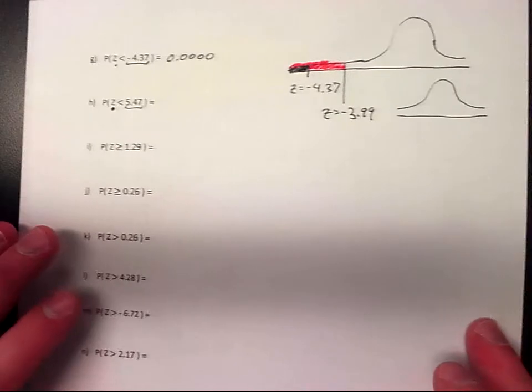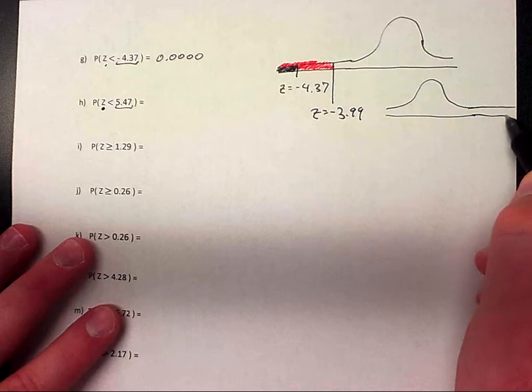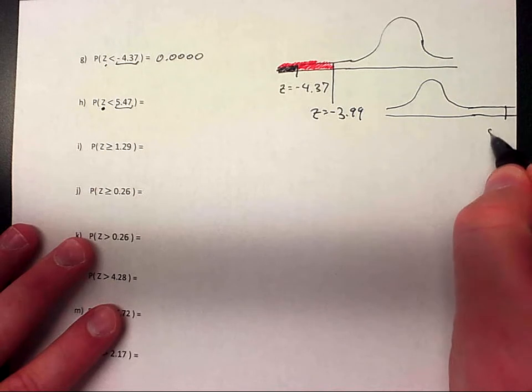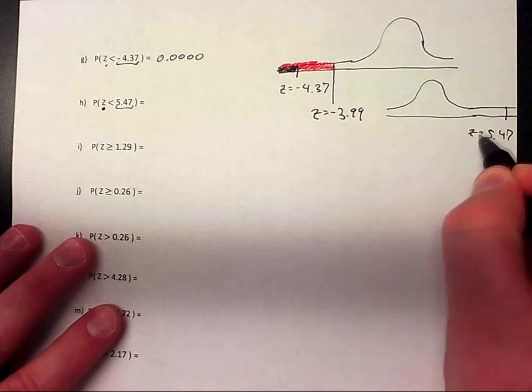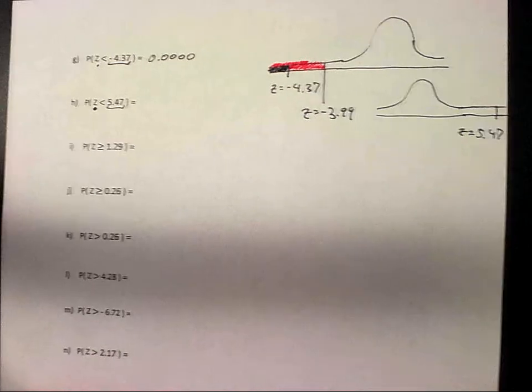Good. Find out where our value 5.47 is on the graph. It's positive, so it's above the mean. And now we also have this huge value, which is 5.47. What's our next step that we do?